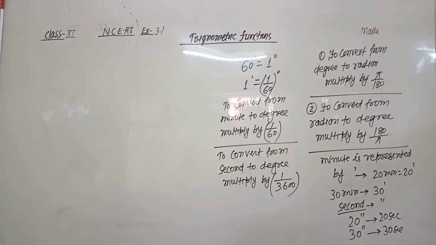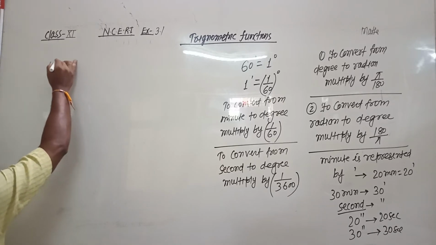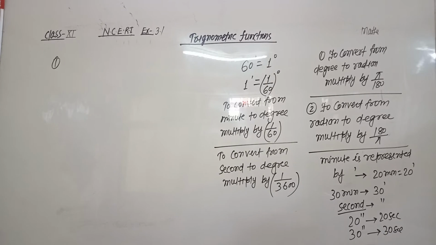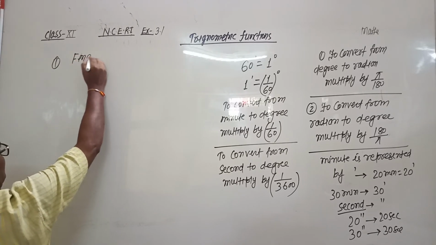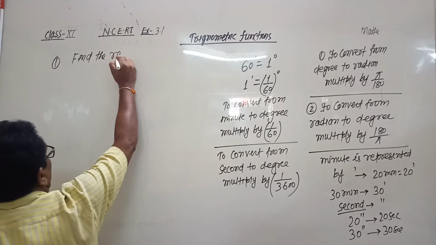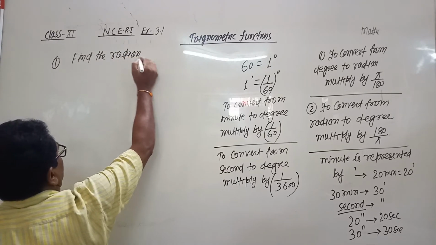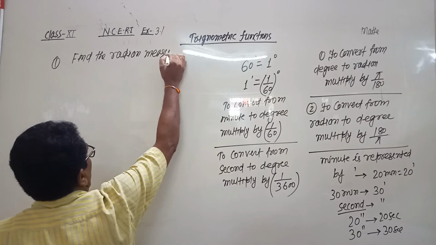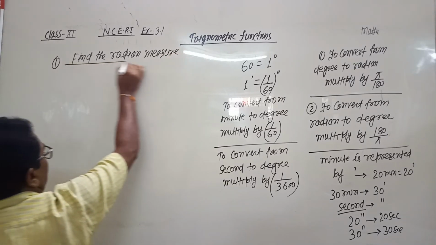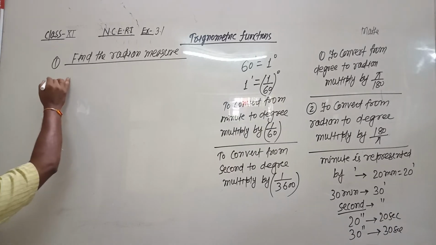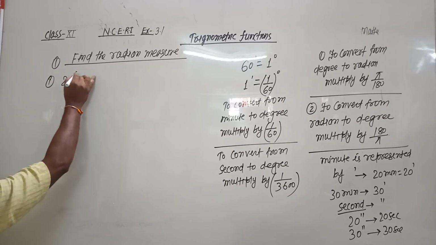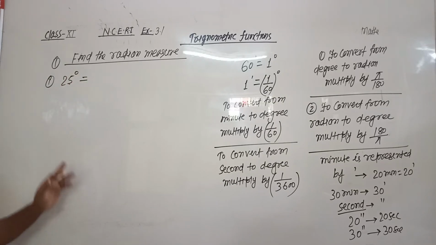Let us see the questions of exercise 3.1. The first question is to find the radian measure corresponding to the degree measure. Means we are given the degree measure and we have to find its radian measure. The first is 25 degree. We have to convert it into radian.